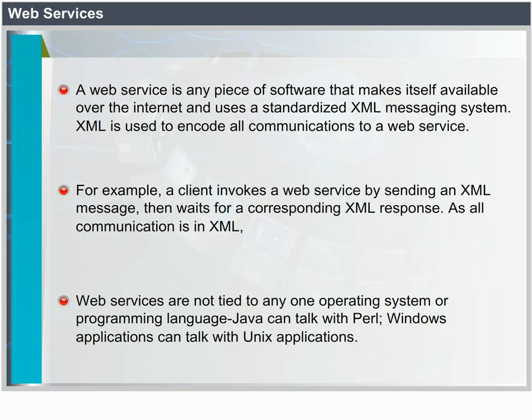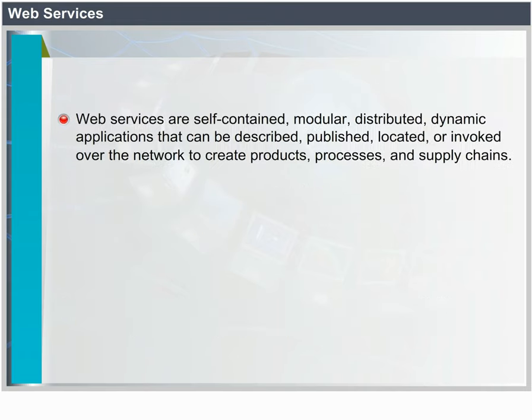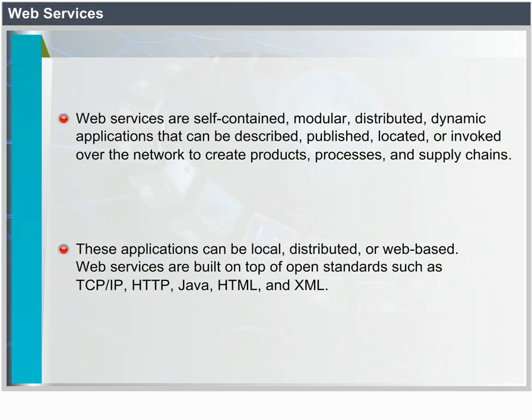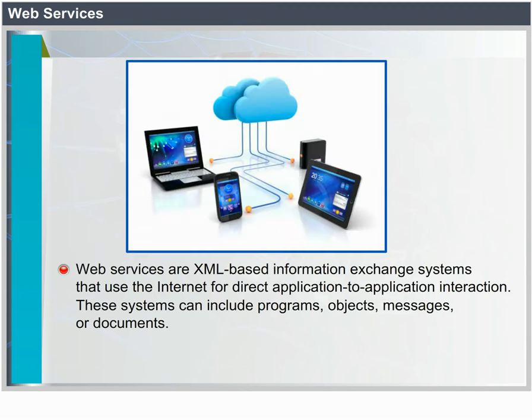Web services are self-contained, modular, distributed, dynamic applications that can be described, published, located, or invoked over the network to create products, processes, and supply chains. These applications can be local, distributed, or web-based. Web services are built on top of open standards such as TCP over IP, HTTP, Java, HTML, and XML. Web services are XML-based information exchange systems that use the internet for direct application-to-application interaction. These systems can include programs, objects, messages, or documents.